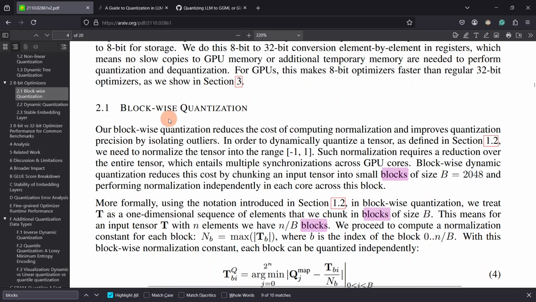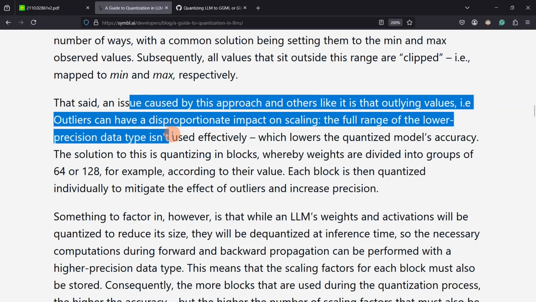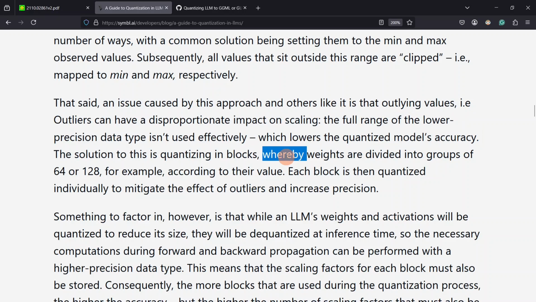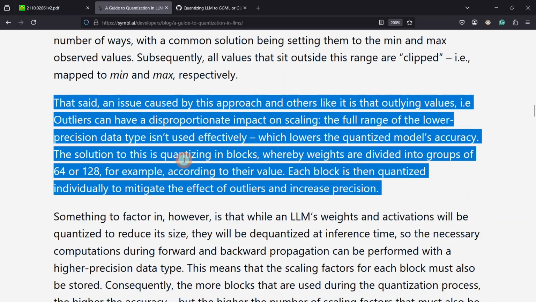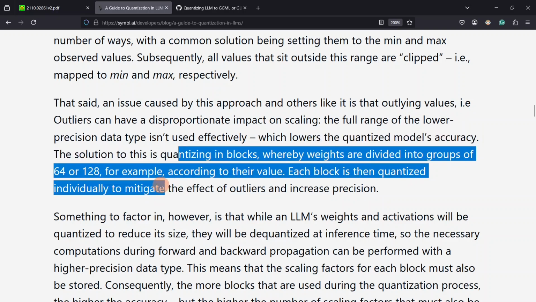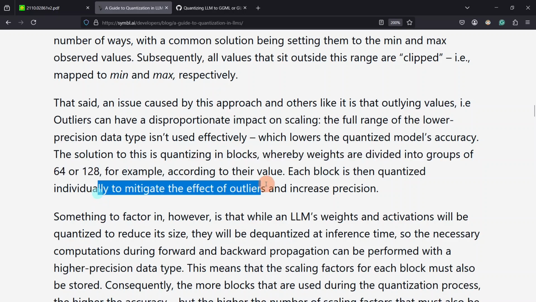Next important concept is block quantization. As we have discussed till now, the main problem with linear quantization is that outliers can have a disproportionate impact on scaling. The full range of the lower precision data type isn't used effectively, which lowers the quantized model's accuracy. The solution to this is quantizing in blocks, whereby weights are divided into groups of 64 or 128, for example, according to their value. Each block is then quantized individually to mitigate the effect of outliers and increase precision.